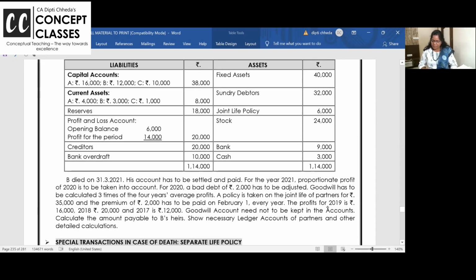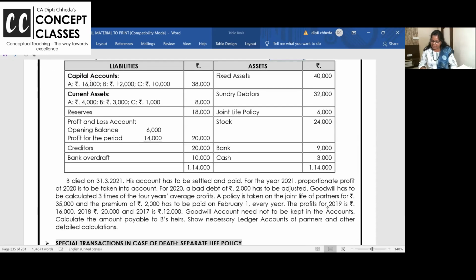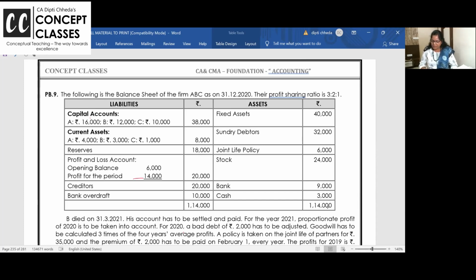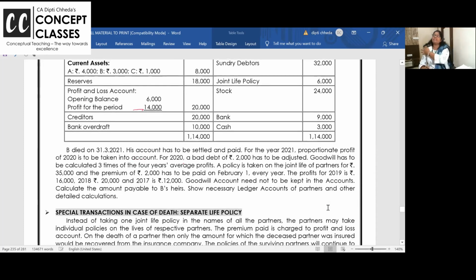Okay. B died. His account is to be settled. For 2021, proportionate profit of 20 should be taken. But 20's profit is wrong. In 20, a bad debt of 2000 is to be adjusted. So last year's profit, 2020's profit, 14,000, you missed adjusting one bad debt, adjust it and then take it. The profit for 2019, 18 and 17 are given.